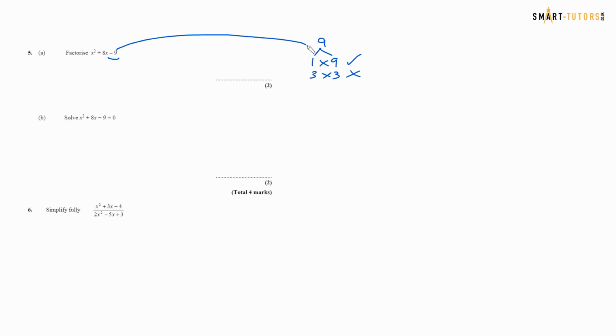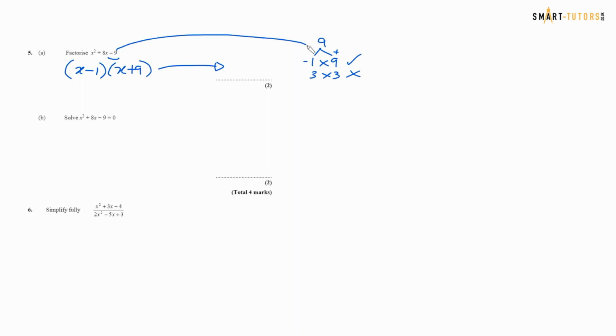3 take away 3 is 0, so that is not the factor. So 1 and 9, but plus 8. So plus 9 and minus 1. So the factors are x minus 1, x plus 9. So that is the answer.